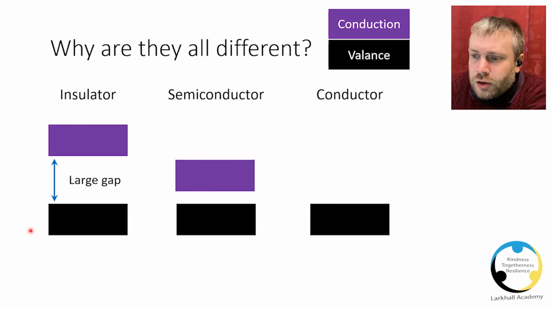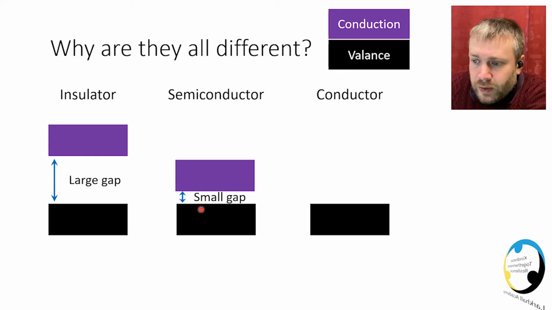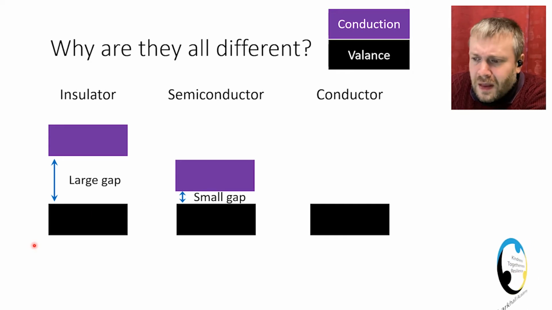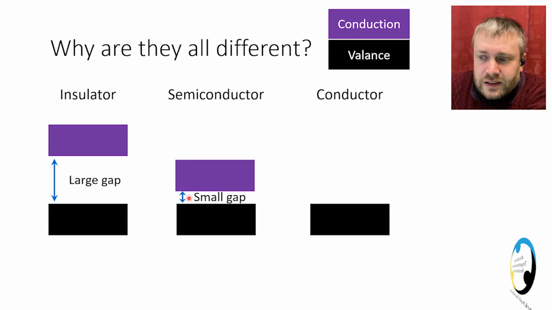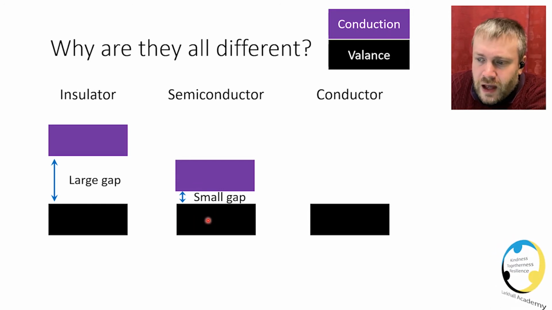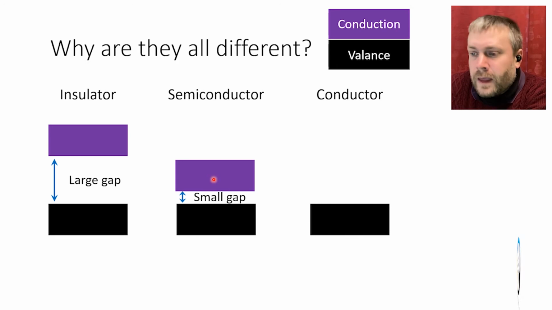When we look at a semiconductor though, we find that the conduction band tends to be closer to the valence band. So we have a smaller gap. That kind of makes sense. It's a smaller gap, so it's easier for electrons to jump. So if we add some energy, either by using a light source or some heat, we can cause some of the electrons to jump from our valence band up into our conduction band, and our semiconductor can then conduct electricity. Very useful.